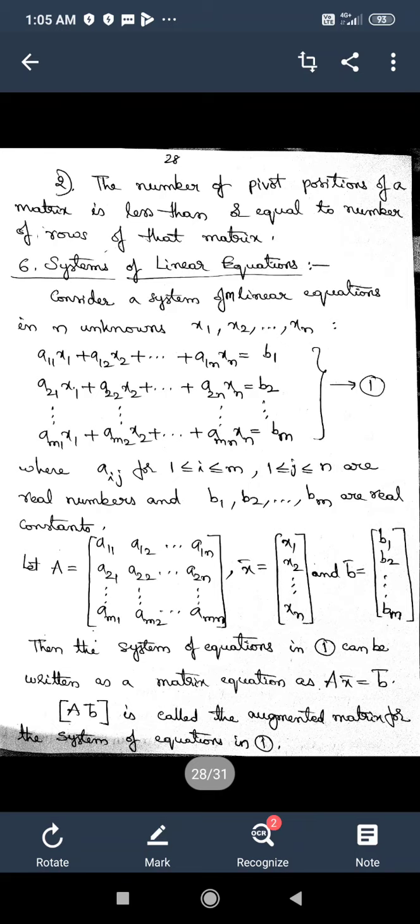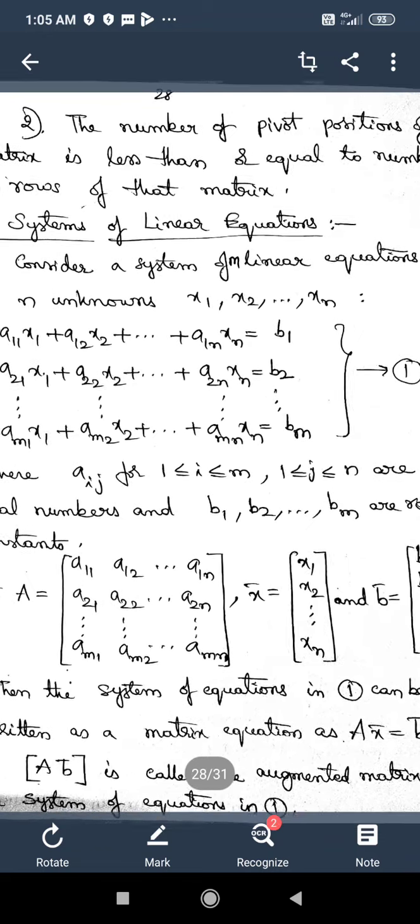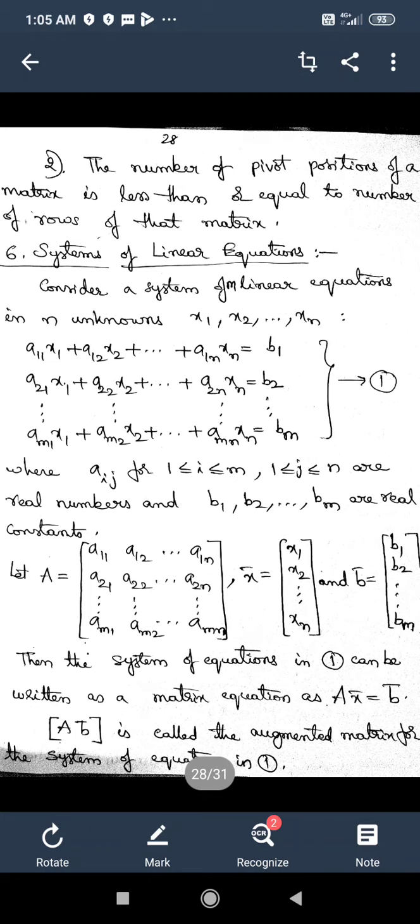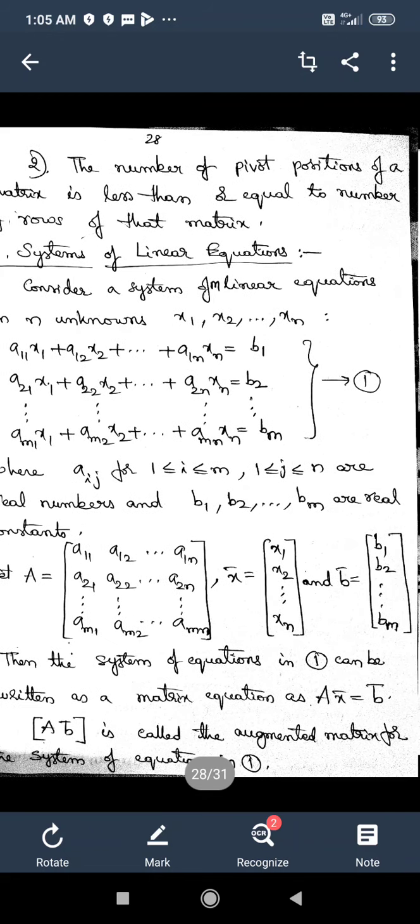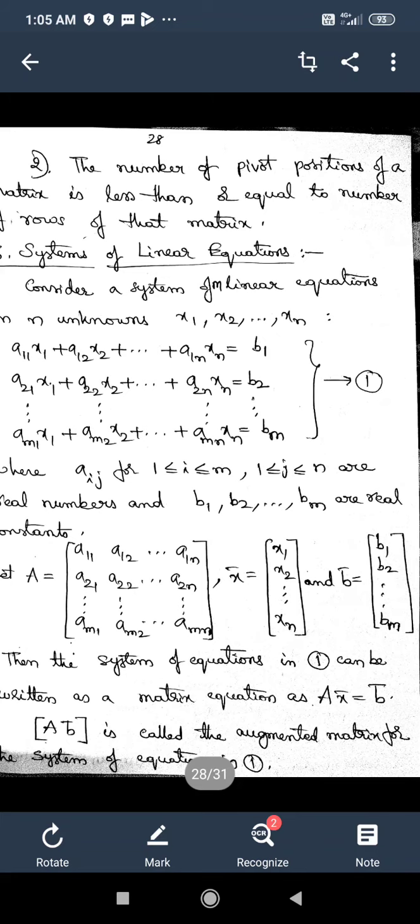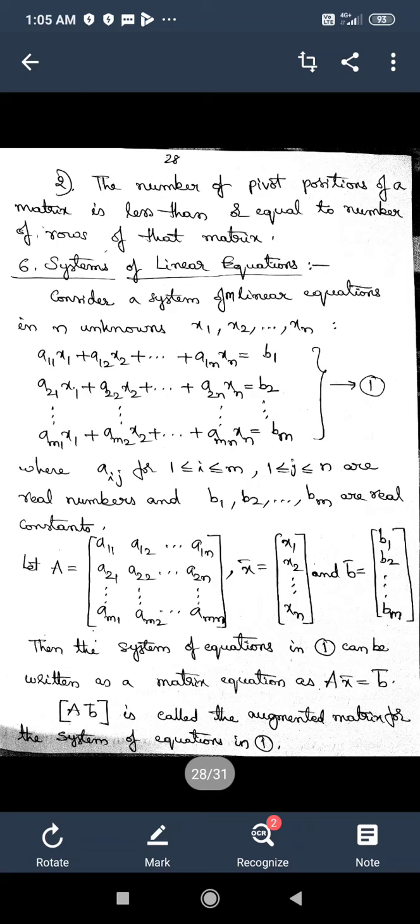Here the elements aij, where i takes values from 1 to m and j takes values from 1 to n, are all the coefficients of the variables, and they are real numbers. And b1, b2, so on up to bm, on the right hand sides of the equations, are nothing but real constants. They are constants and real numbers.